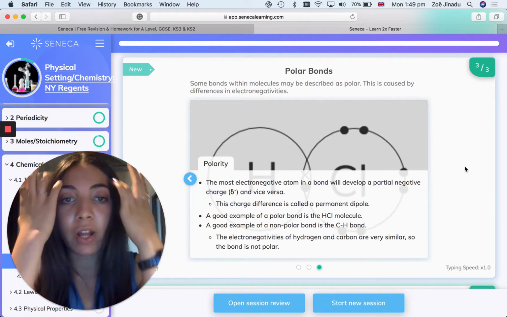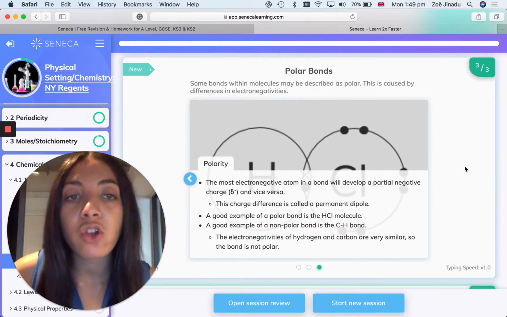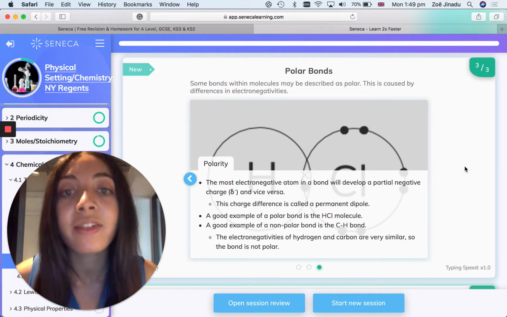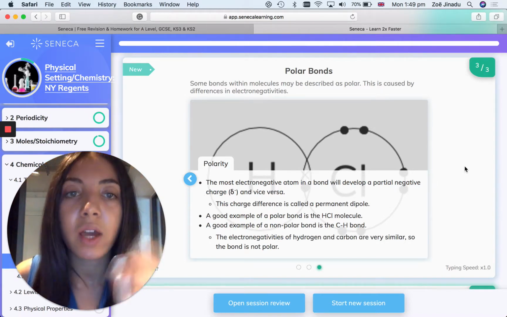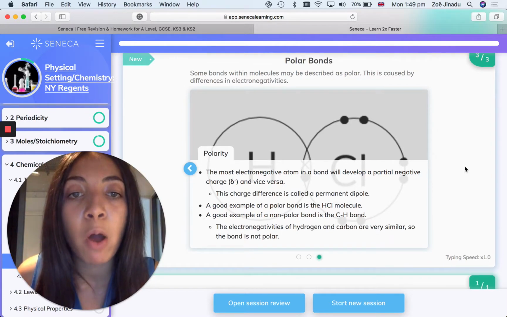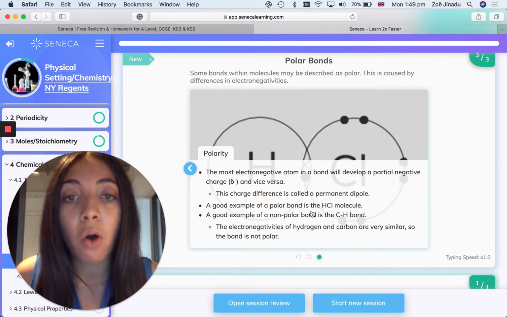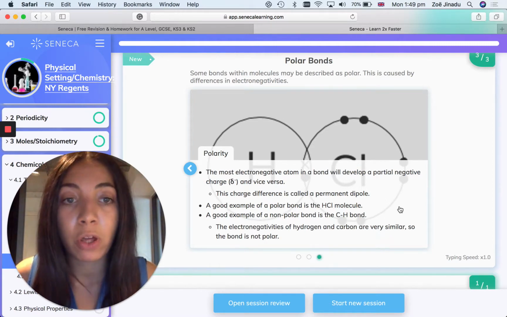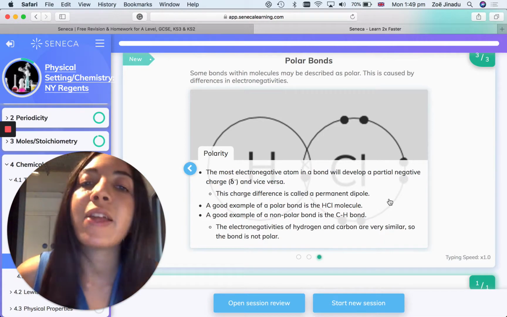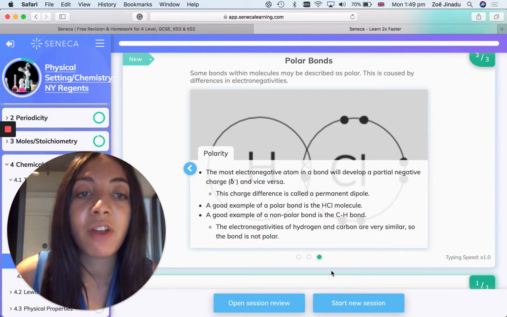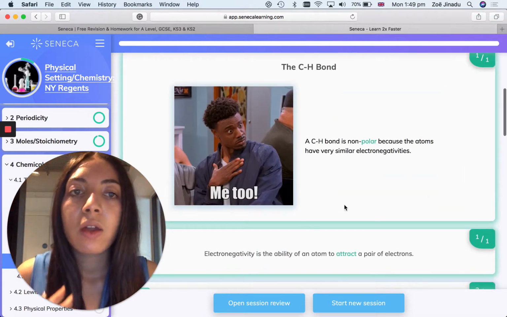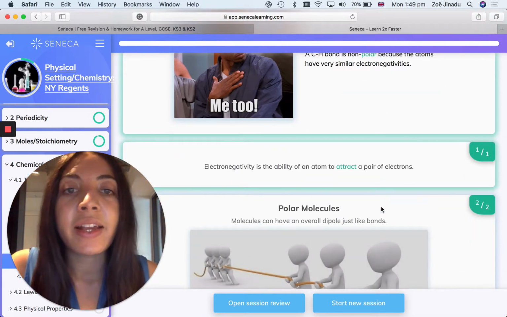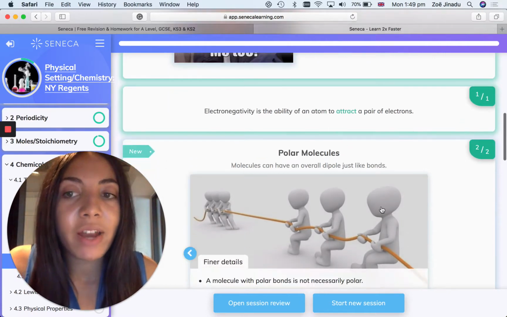The most electronegative atom in a bond will develop a partial negative charge, delta minus, and vice versa. This charge difference is called a permanent dipole. A good example of a polar bond is the HCl molecule. A good example of a non-polar bond is the CH bond. The electronegativities of hydrogen and carbon are very similar, so the bond is not polar. Electronegativity is the ability of an atom to attract a pair of electrons.